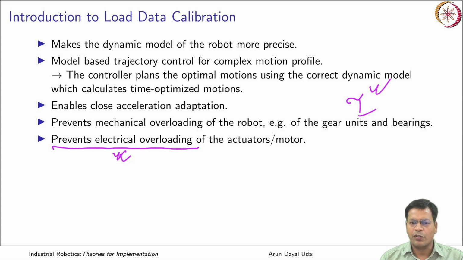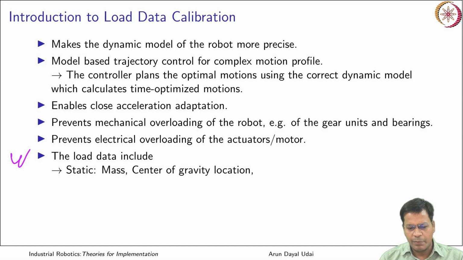Okay, so that you don't get overloaded. Your load data basically comprises two things. First is the static load, which is only because of the masses which are there, and the location of center of gravity. Got it? So that is going to create a static moment. You have seen it in case of statics, the gravity compensation torque which is going to come at the joints.